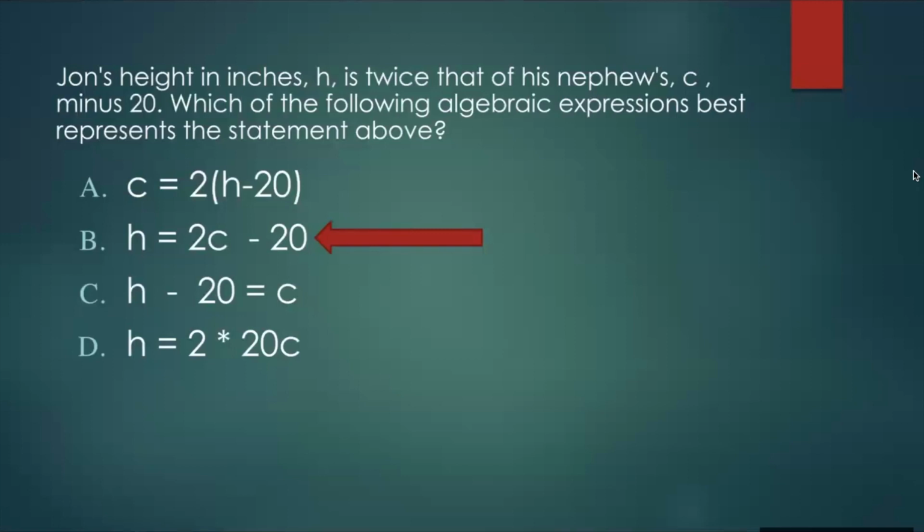So in going about these, I always think, what are we trying to find and what variable needs to be set equal to the rest of the expression versus what variables go together. So in this case, the 2 times c minus 20 goes together because that is going to be used to solve for John's height.